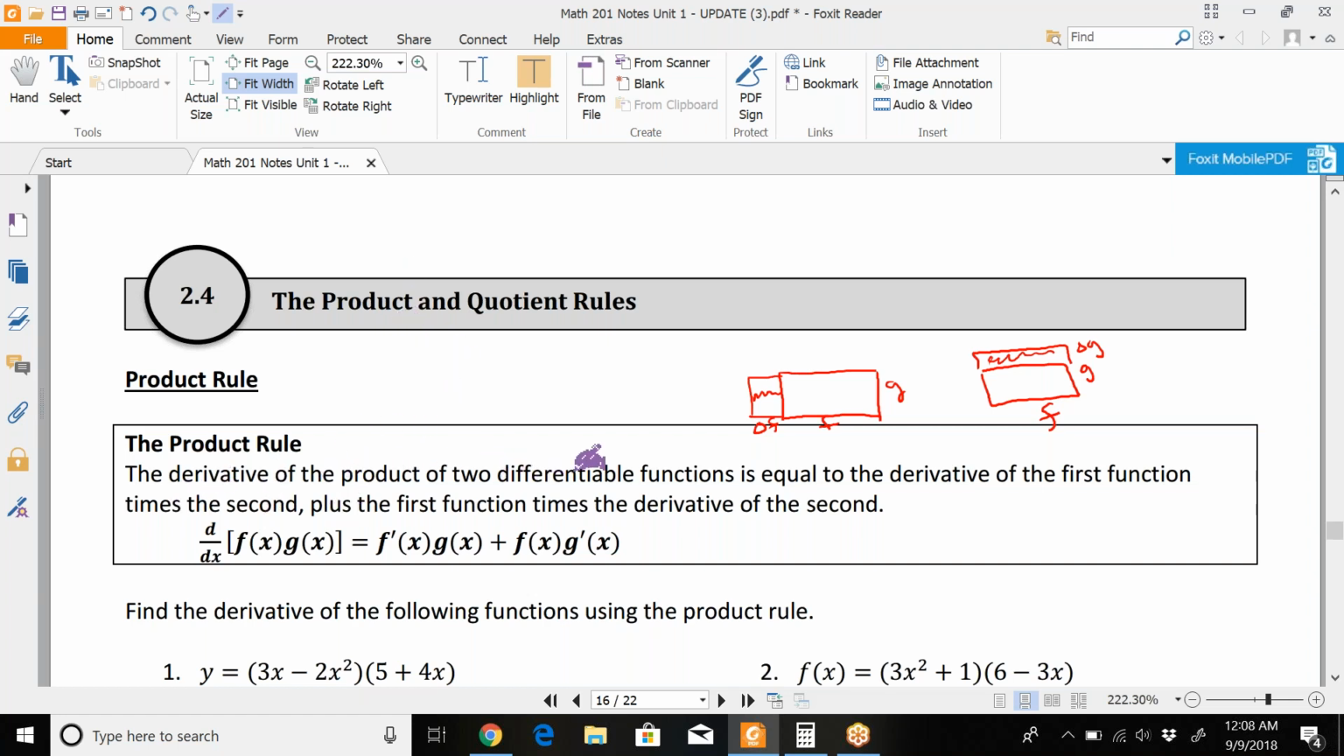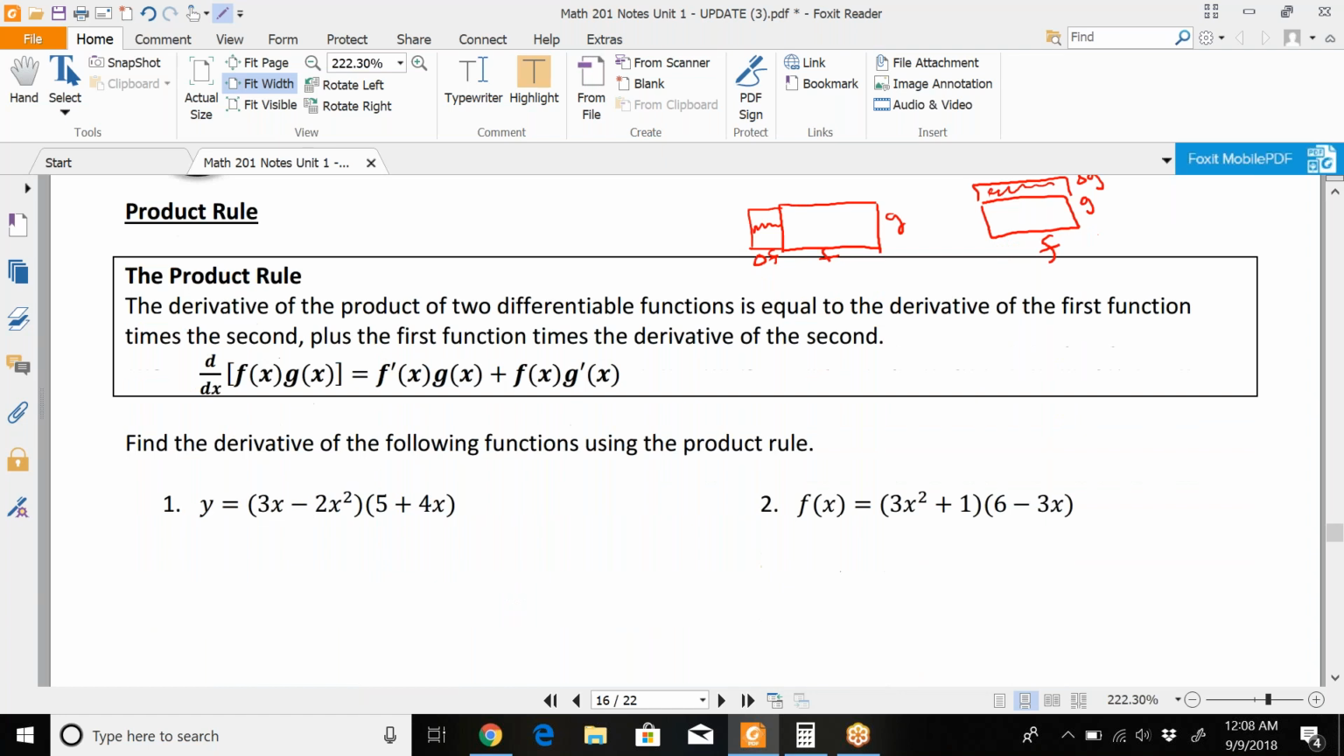So the derivative of the product of two differentiable functions is equal to the derivative of the first function times the second, plus the first function times the derivative of the second. Some people will mix up the orders on these, like they won't put the f prime as the very first thing. You have to be careful with that because the same pattern is going to apply in the quotient rule in a minute, and it will matter because there's a negative sign. So it's better to get the pattern down correctly.